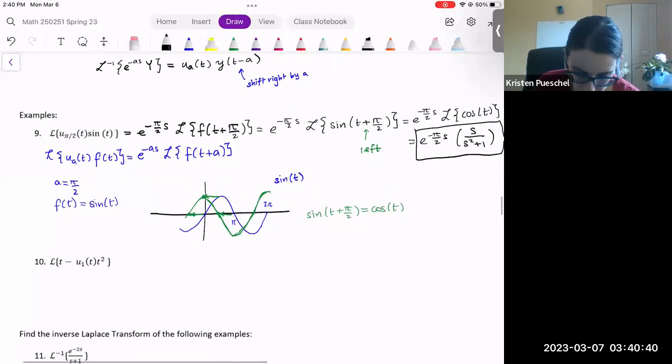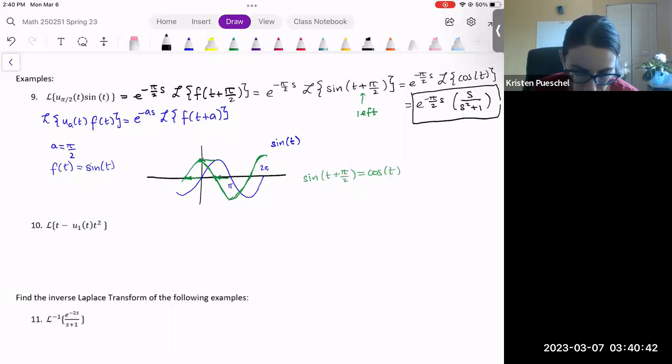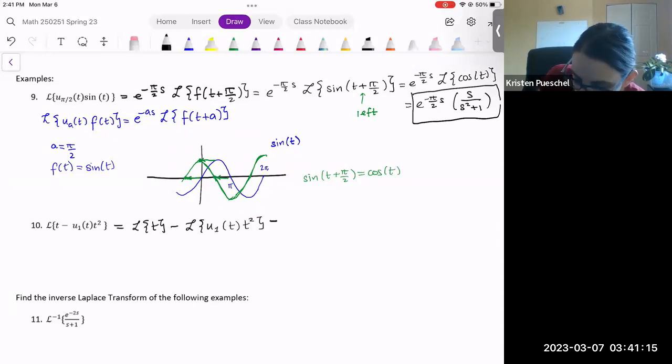Okay. All right, let's give another one a try. So here we've got these two pieces. We've got the Laplace transform of t, and then t squared multiplied by this step function that turns on at time 1. Okay. All right, so the first piece has no step functions, so we can just go ahead and take its Laplace transform. And then we'll take the Laplace transform of this step function that turns on at 1 times t squared.